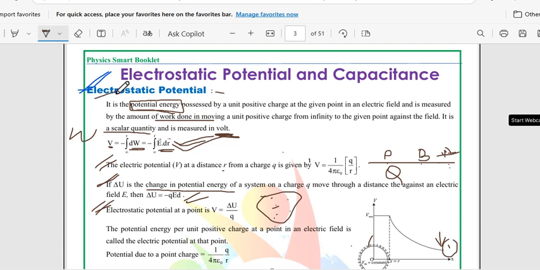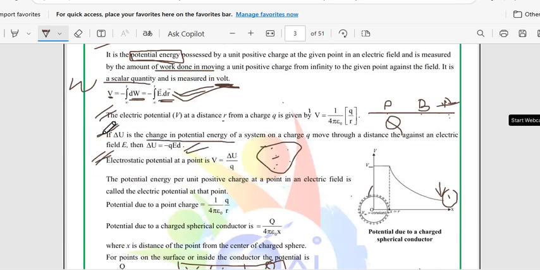What is the definition of electrostatic potential, whether it is a scalar quantity or a vector quantity, and the SI unit of electrostatic potential. And the electric potential V at a distance r from a charge Q is given by V is equal to 1 divided by 4 pi epsilon naught into Q divided by r.